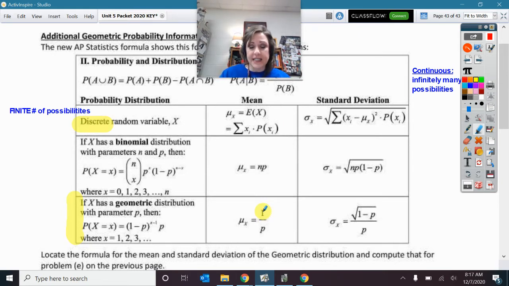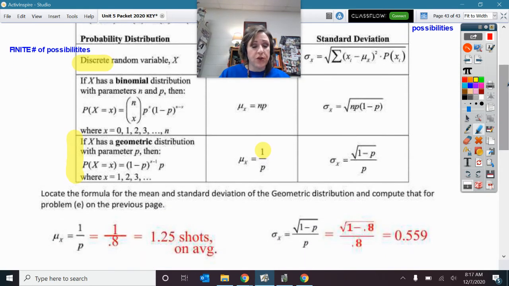And so here that is, that 1 over P. So in our case, we would expect him to go 1 over 0.8 until he makes his first shot. Now, this expected value, do you see how this is a mu?